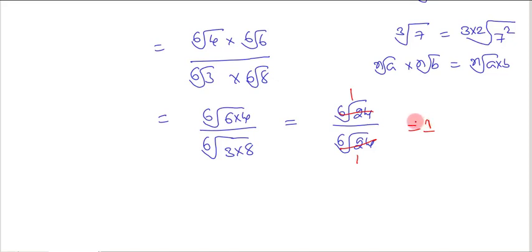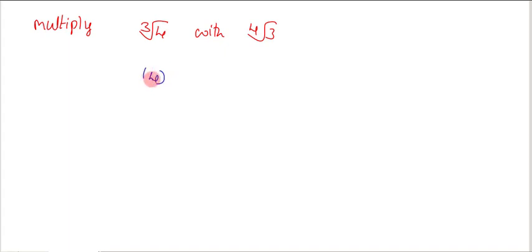Okay. Now let me explain another problem which is based on multiplication. Multiply the 3rd root of 4 with the 4th root of 3. So the 3rd root of 4 I can write as 4 to the power of 1 by 3, and we need to multiply it by 3 to the power of 1 by 4.